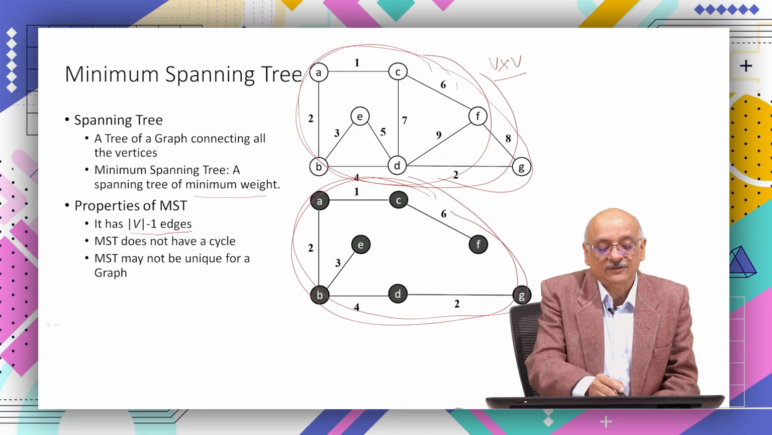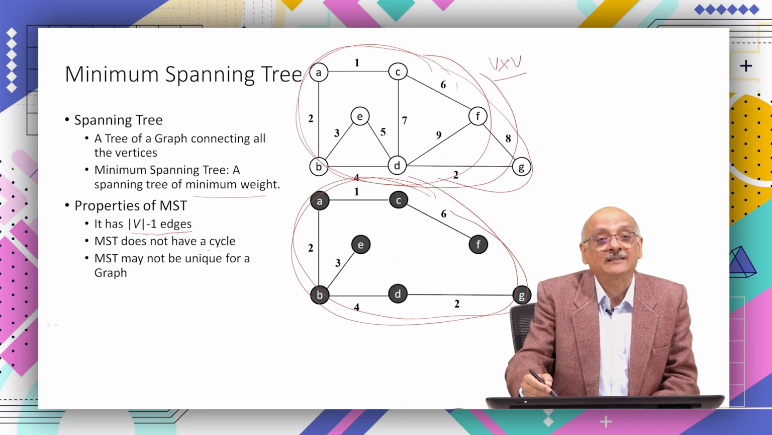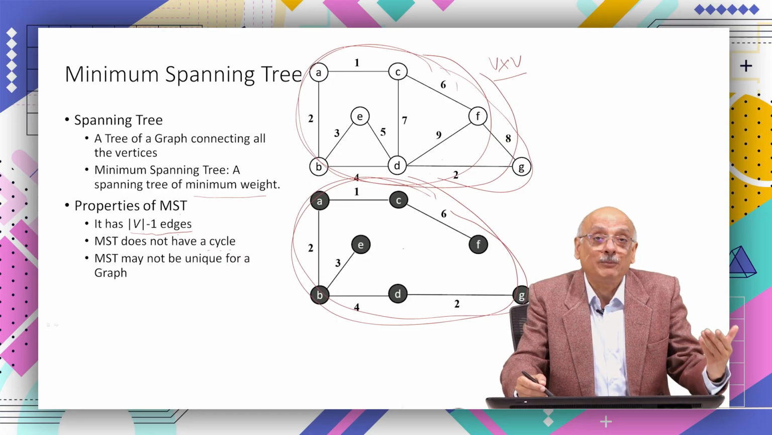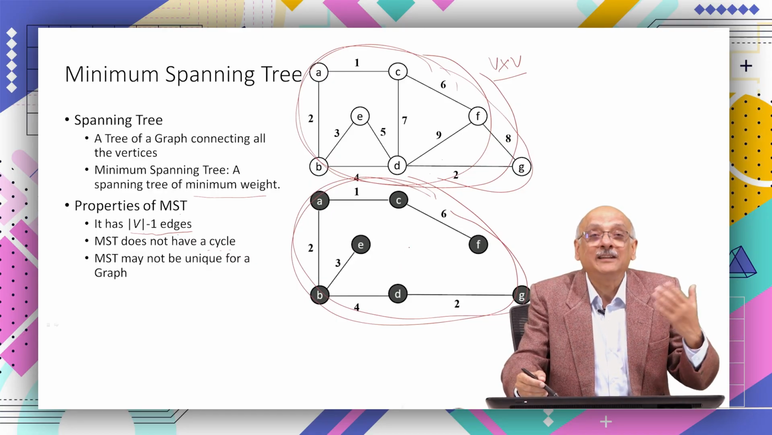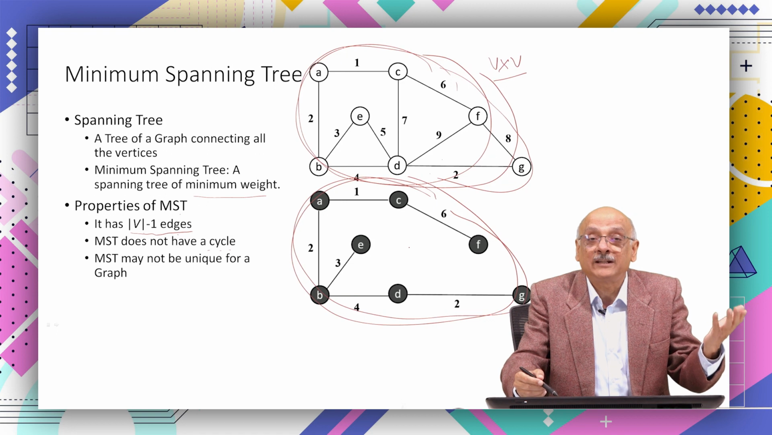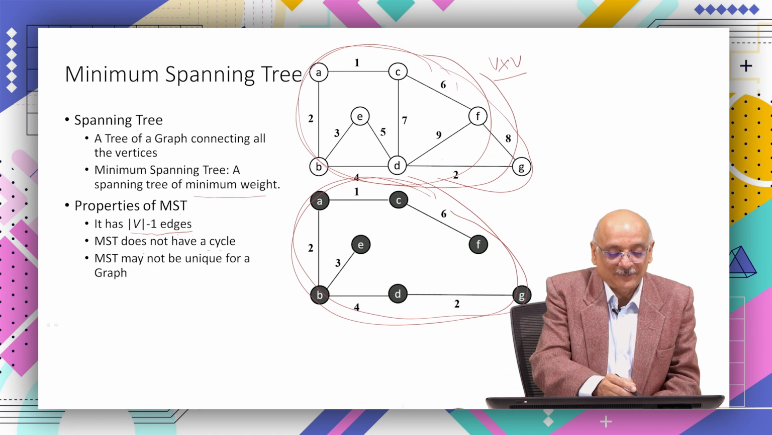Then MST does not have a cycle. Minimum spanning tree never has a cycle. If there is a cycle, the number of edges will be more, right? And in any case, trees, by definition, do not have a cycle. So that is what it is.